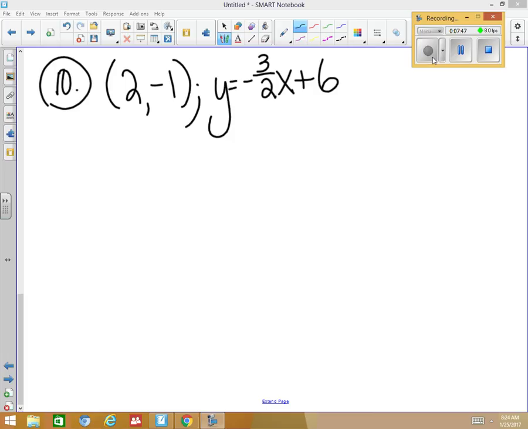So what is slope-intercept form? Don't say it, Maggie. Y equals mx plus b. Wow. Y equals mx plus b. Great.